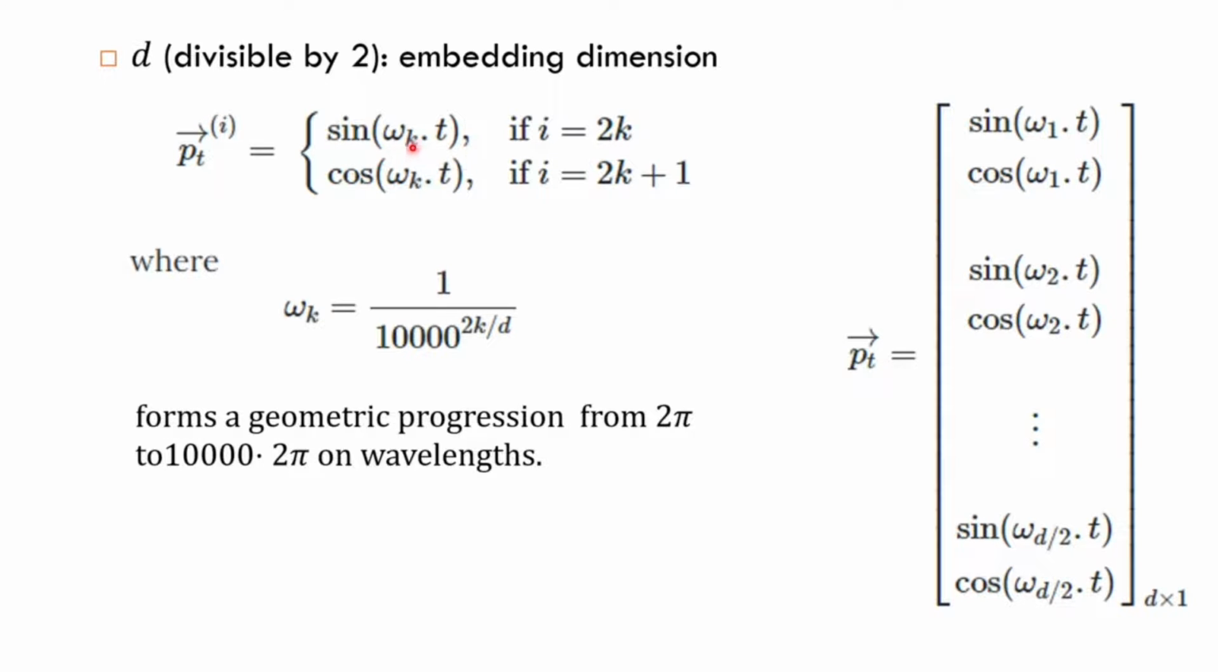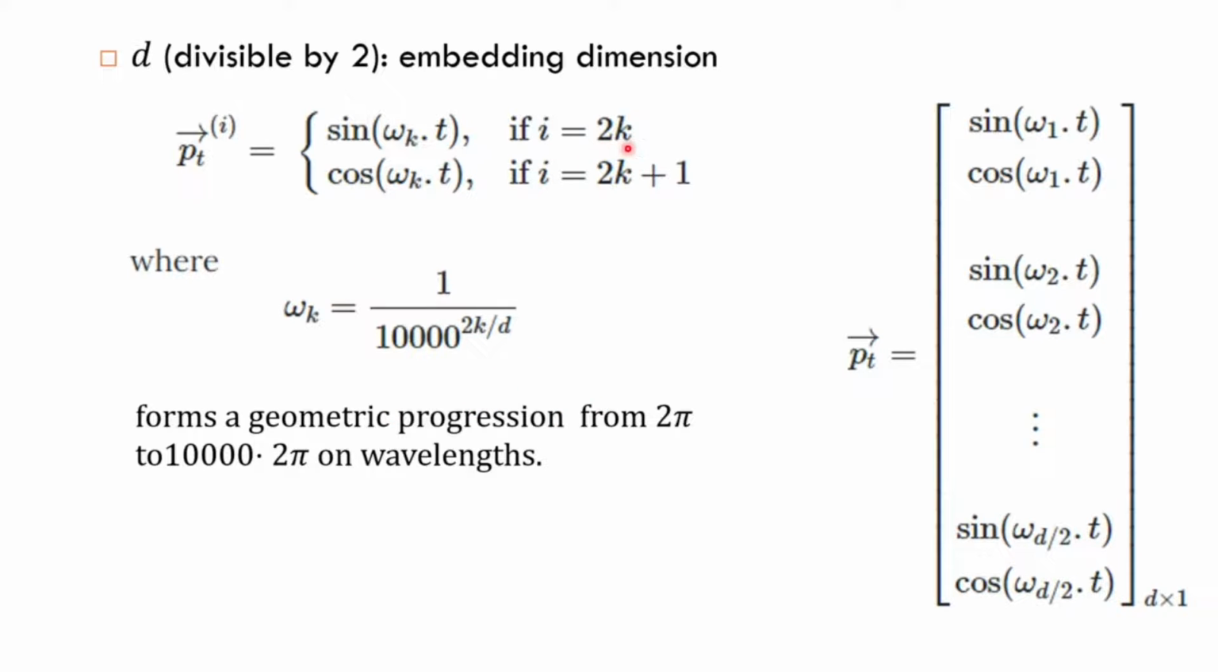It is sine of tau k times t if i is even, and cosine of tau k times t if i is odd. So if i is even, i is equal to 2k, and if i is odd, i is equal to 2k plus 1. Tau k is defined as 1 divided by 10,000 to the power 2k by d, where d is the dimension. So we see how it is decreasing.